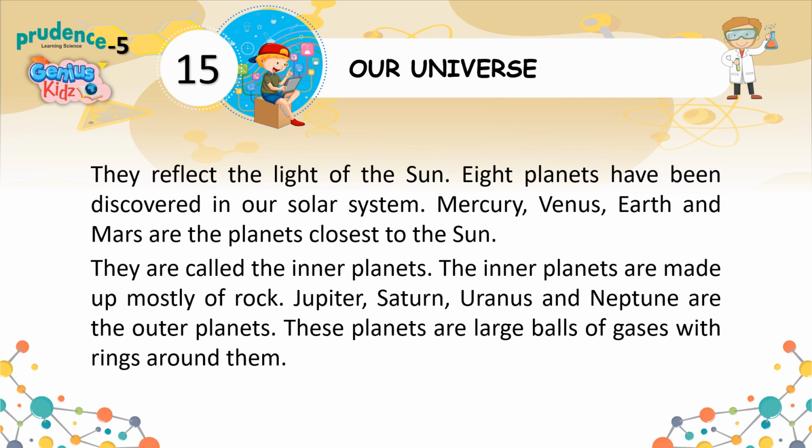The inner planets are made up mostly of rock. Jupiter, Saturn, Uranus and Neptune are the outer planets. These planets are large balls of gases with rings around them.